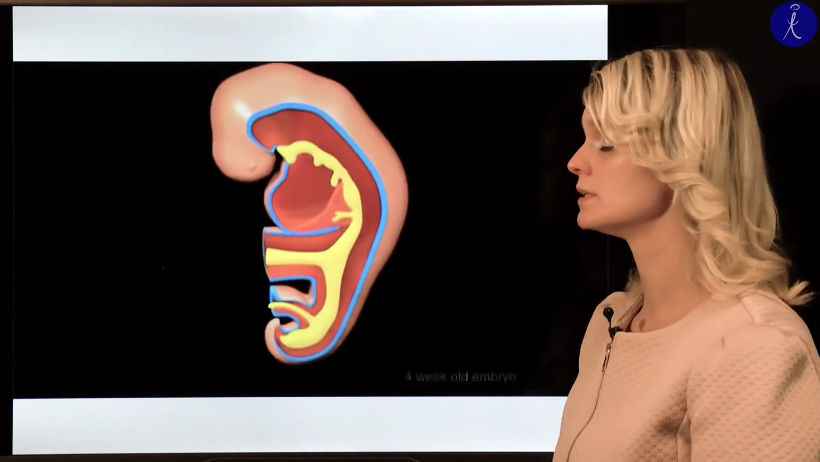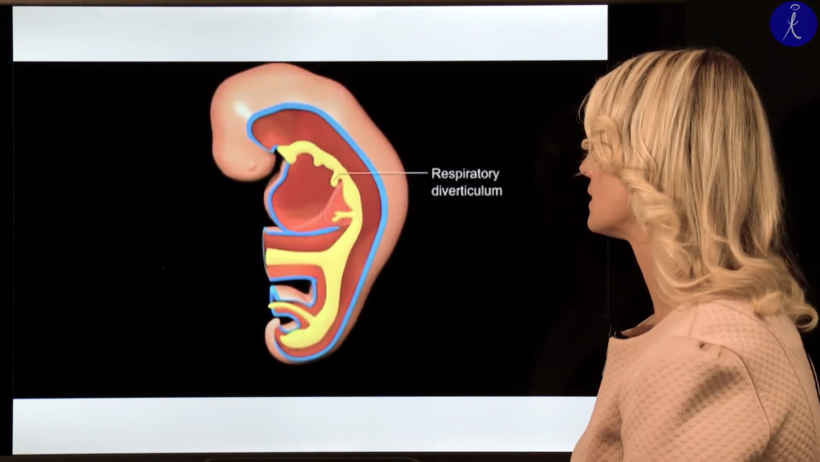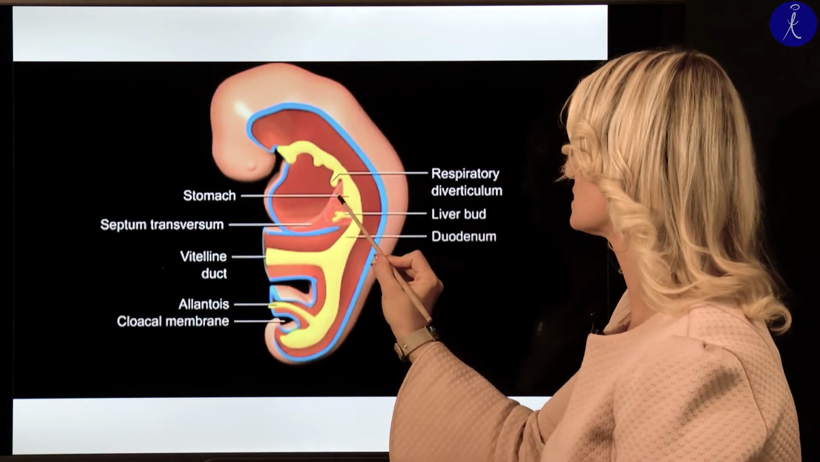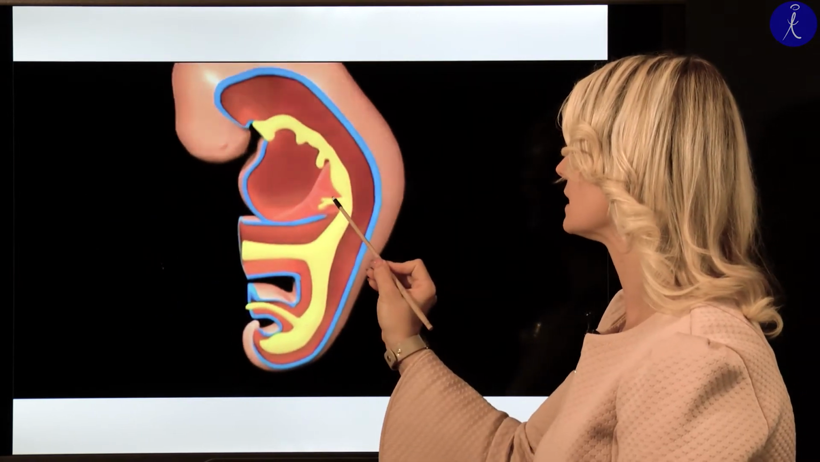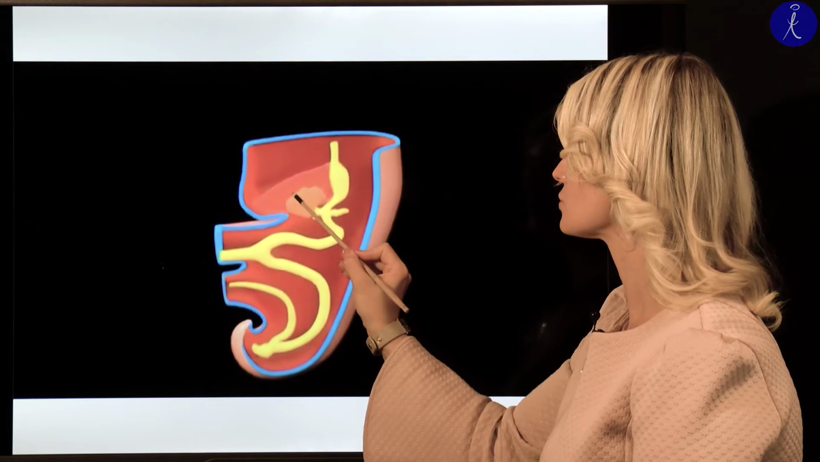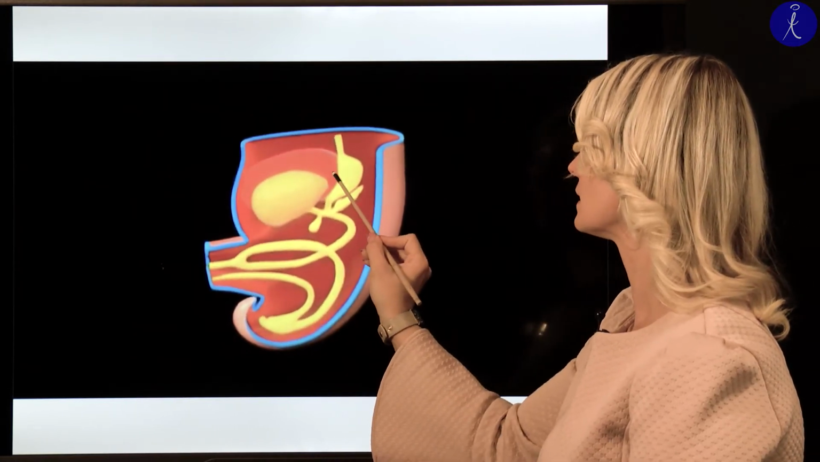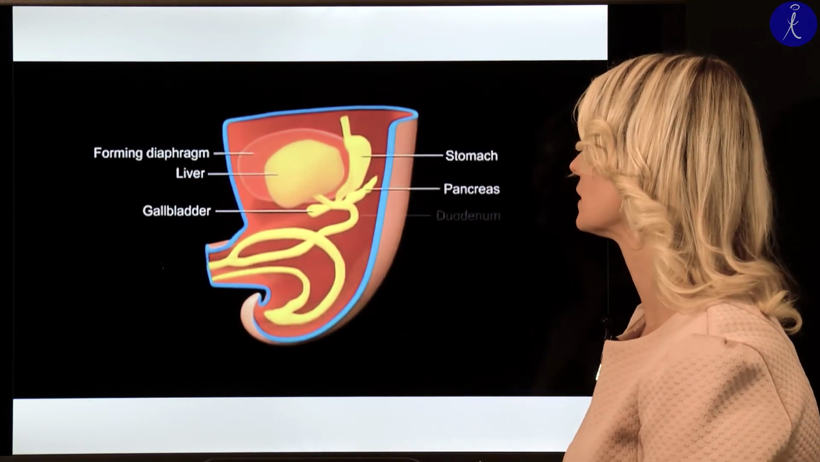Let's see now the development of the liver, the gallbladder, and the pancreas in this video. Here you can see the development of the liver bud. It is penetrating into the septum transversum. Here you can see the falciform ligament and the lesser omentum between the liver and the stomach.